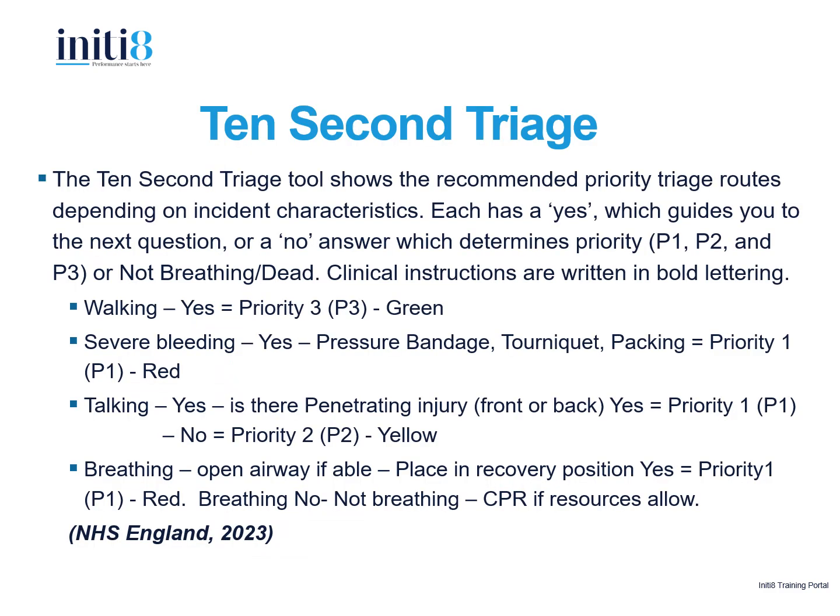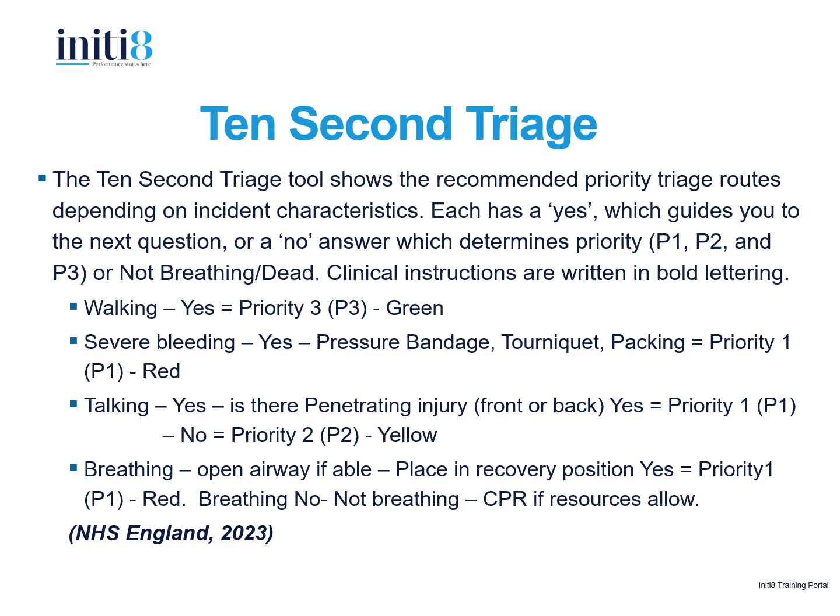This 10-second triage tool shows the recommended priorities and triage routes depending on the incident characteristics. Each has a yes, which guides you to the next question, or a no answer, which determines priority, P1, P2, and P3, or not breathing, dead. Clinical instructions are written in bold lettering. For example, walking, yes. This categorizes the patient as priority 3, green. Severe bleeding, yes. Utilize a pressure bandage tourniquet where appropriate. Categorize the patient as priority 1, P1, red.